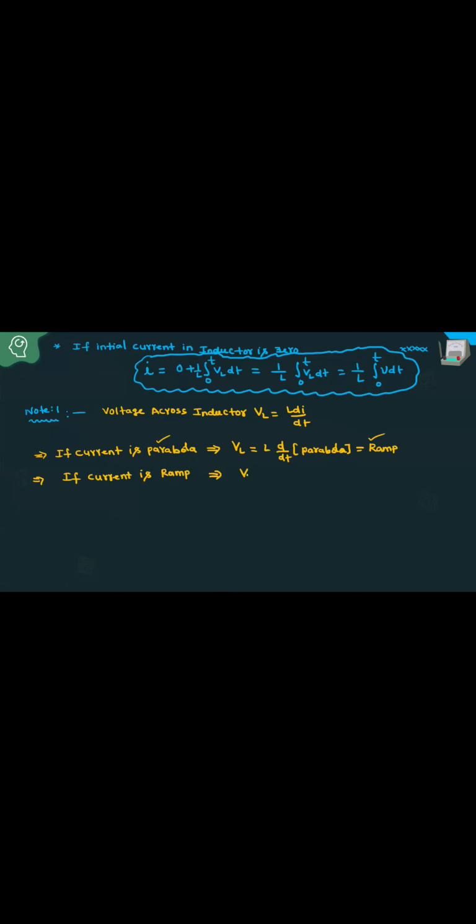If current is a ramp, then can anybody tell what is the voltage across the inductor? L into d by dt of the ramp. What will the differentiation of a ramp give? The step function. If current is a step, then what is the voltage across the inductor waveform? Differentiation of a step gives the impulse.